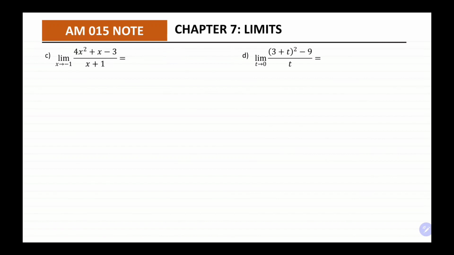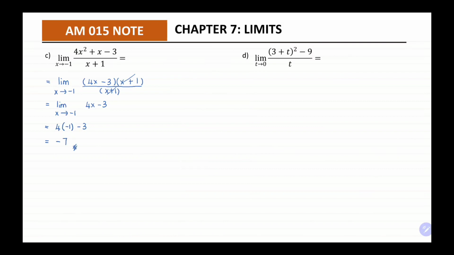Okay, now we copy limit x approaches -1. We factorize, we get (4x minus 3)(x plus 1) divided by x plus 1. Then we cancel out the same factor, x plus 1, then we get limit x approaches -1 of 4x minus 3. Okay, next we substitute -1 into the function, so we get 4 times -1 minus 3, then the final answer is -7.